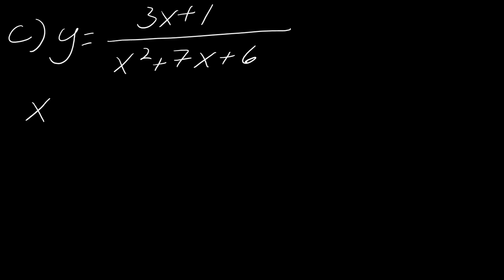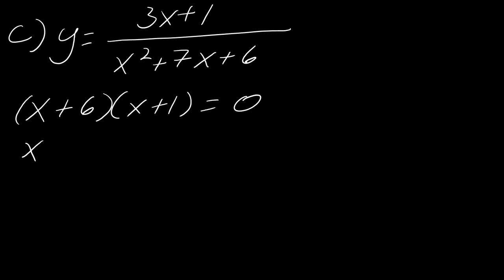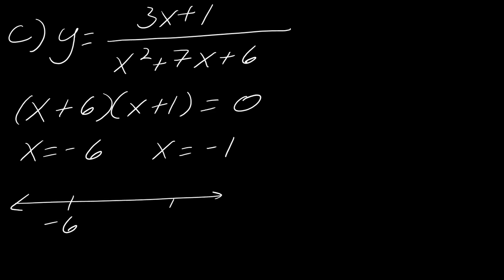In this case, my denominator is going to factor as x plus 6 and x plus 1. If I set that equal to 0, that means the 2 values I need to exclude are x equals negative 6 and x equals negative 1. If I use my number line, here's where negative 6 comes in and here's where negative 1 comes in. So this is where I want my 2 holes.